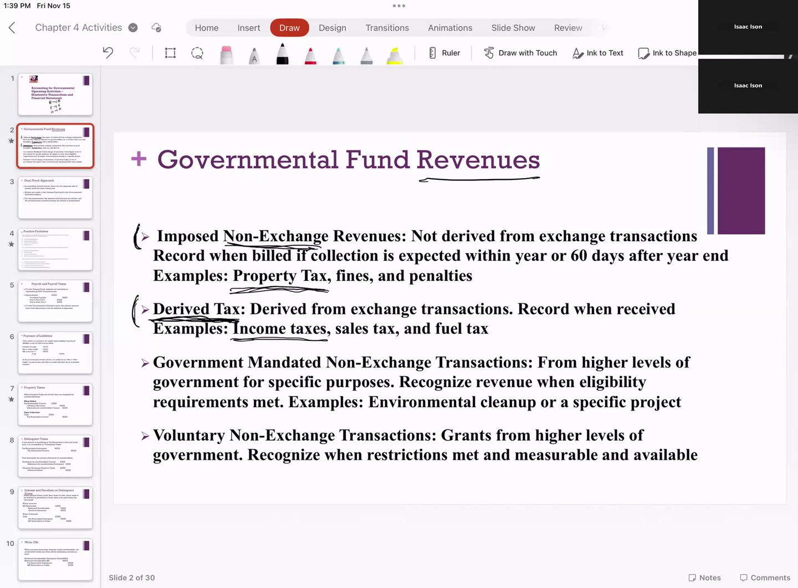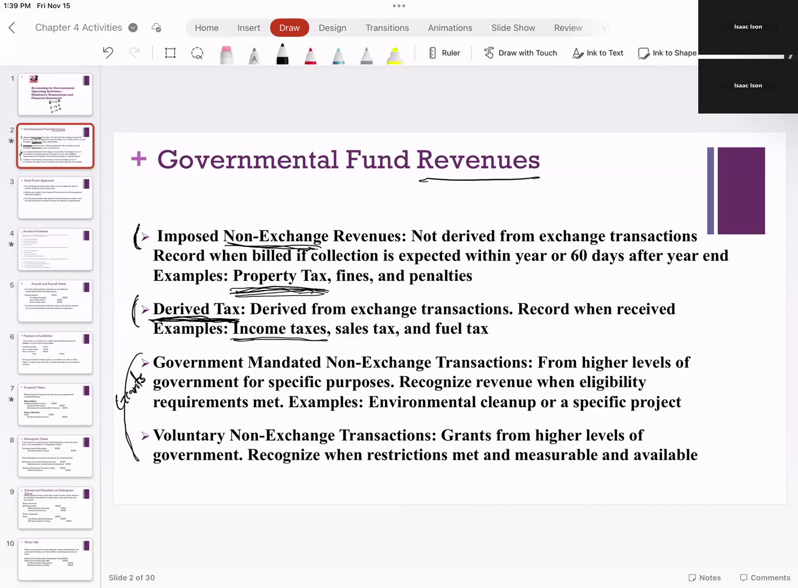But I guess just realize the two differences between these. So imposed non-exchange, think of property taxes, fines, penalties. Derived tax revenue is derived from some underlying transaction. Okay. Now these two here, think of these as two different types of grants. Okay. So that's another source of revenue for a governmental entity.